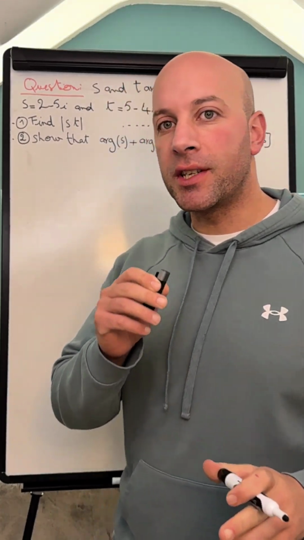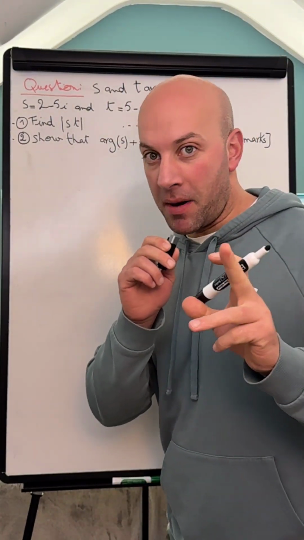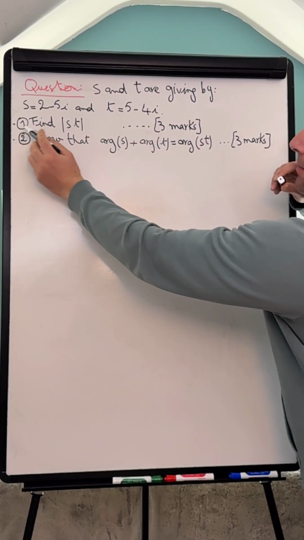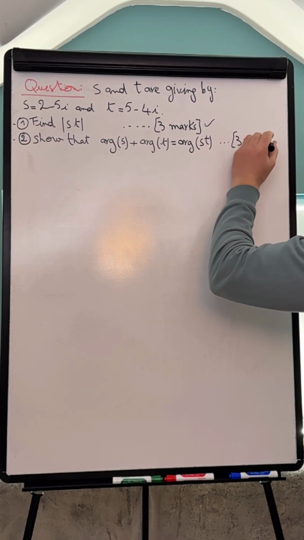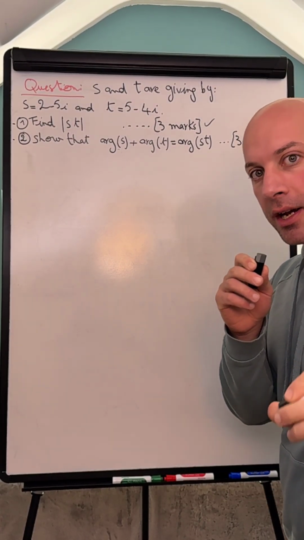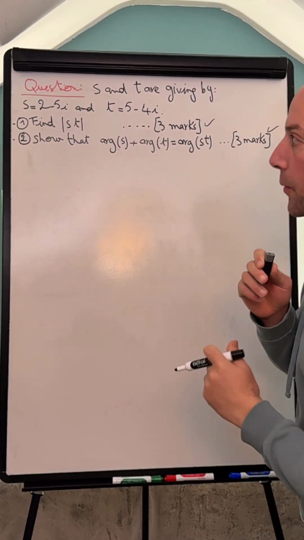In today's video, we've got this question for 6 marks. We've got a first part and a second part. The first part is 3 marks, and the second part is 3 marks as well. It's that easy to go for. We're going to go through it step by step and see how we can solve it.